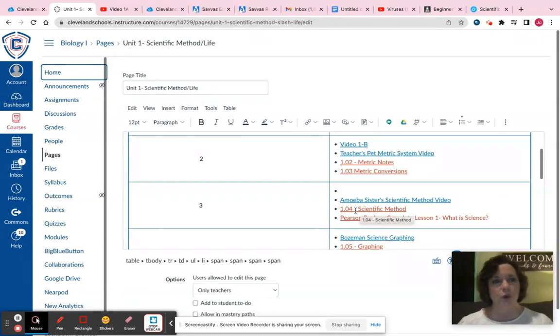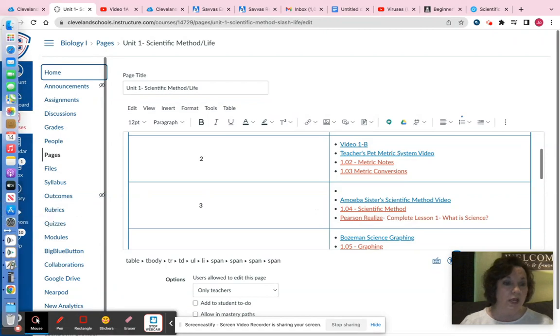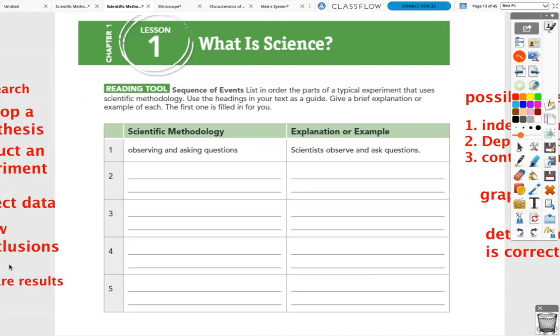Also, in your workbook, if you will turn to page 1, we are going to take some notes about our scientific method. If you'll notice on this page, it says scientific methodology. Number 1 is observing and asking questions. You always have to ask questions in the world to try to get an answer for those. And scientists will often observe nature and then they'll ask questions.